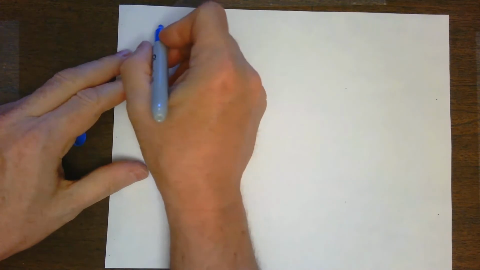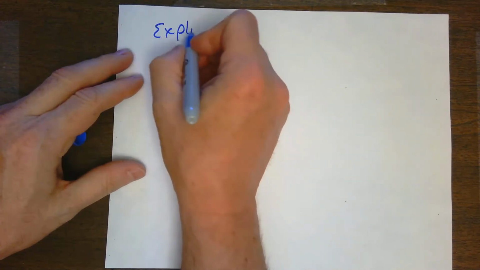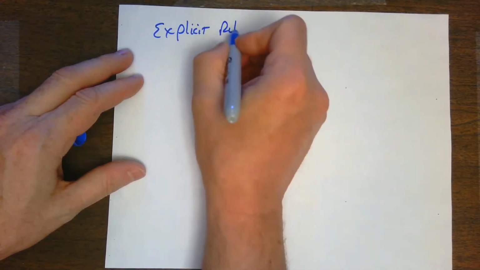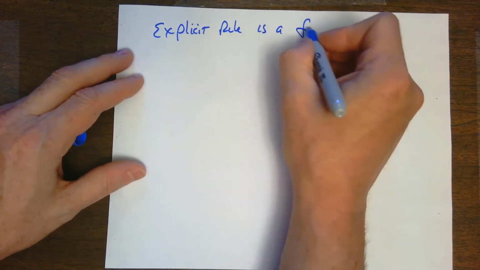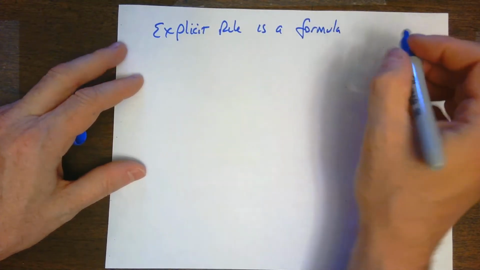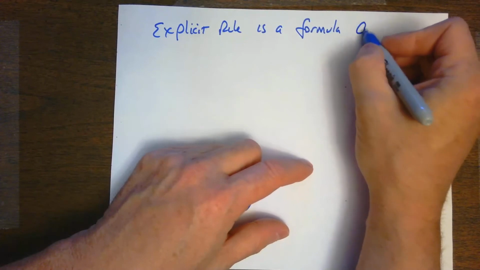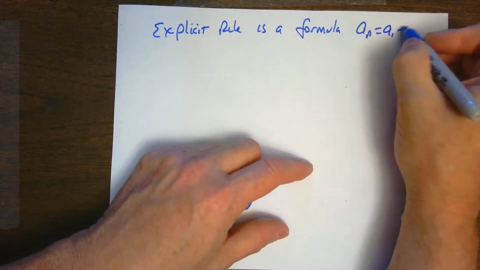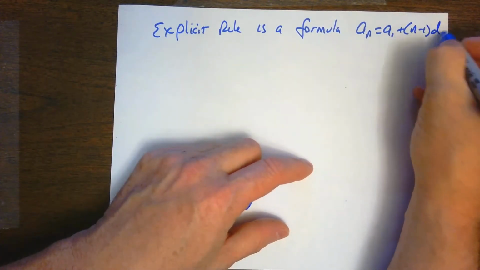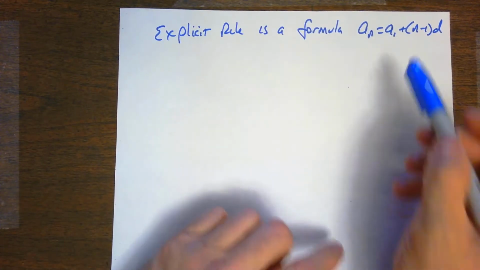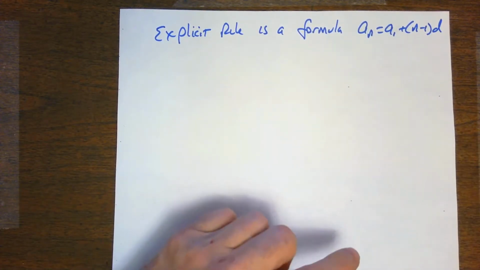There's another way of generating a sequence. So an explicit rule is like a formula, but there's something else called another type. And so let's write this down here. Explicit rule is a formula, and we can think about it as a sub n equals a sub 1 plus n minus 1 times the common difference. And then that will help us to create a formula.